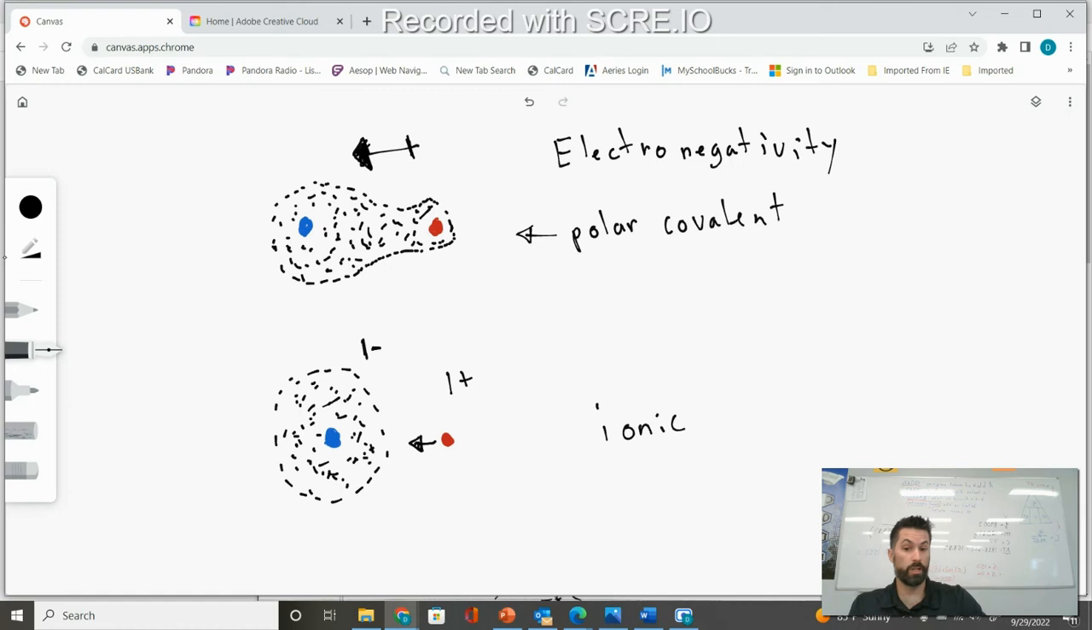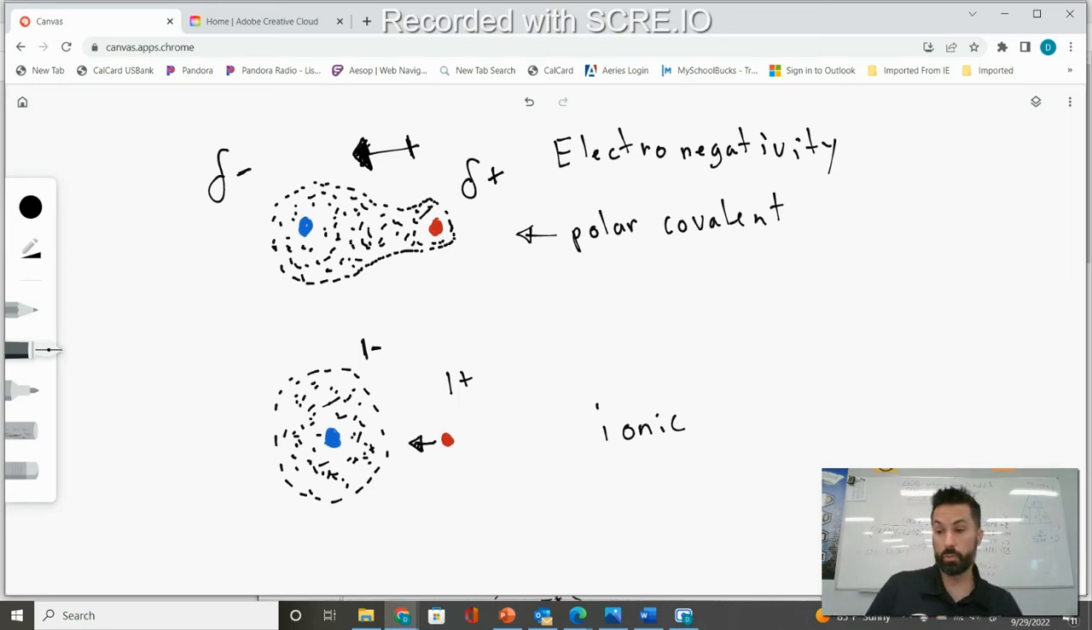Why is it called polar covalent? Well, it is covalent because the electrons are still spending time in the middle and around both things. They're just spending more time around one than the other. So it creates a pole. This side is slightly negative, and this side is slightly positive. That's why we use that little delta. That means a partial negative and a partial positive. And so that's called a polar covalent bond.